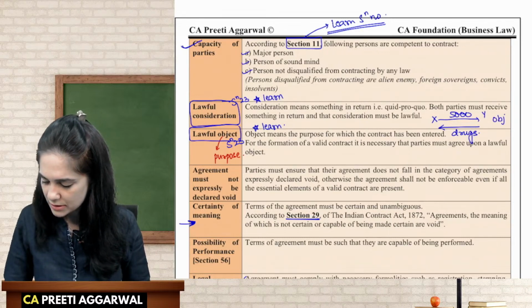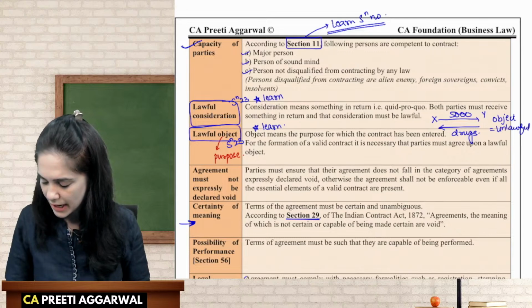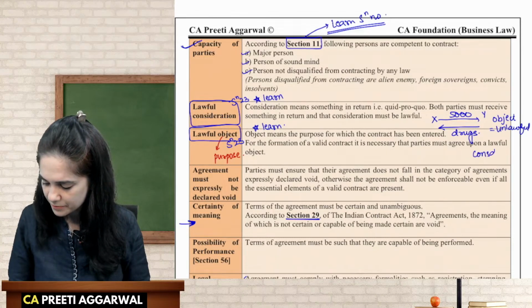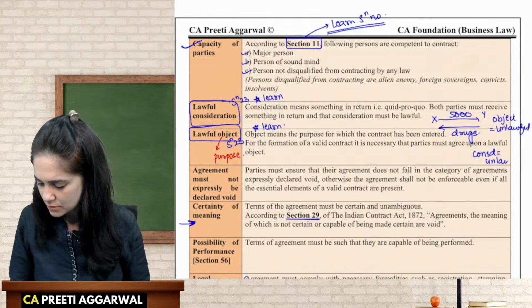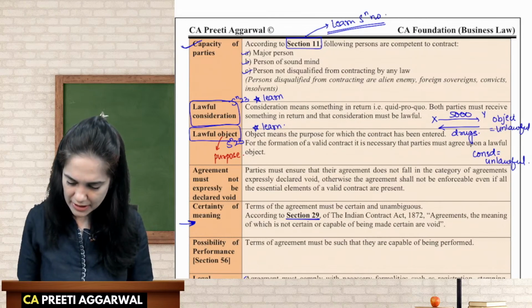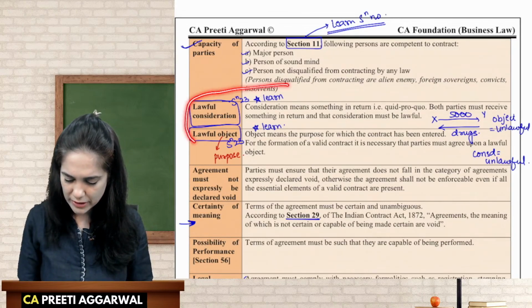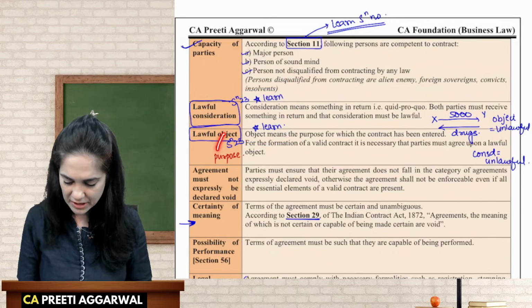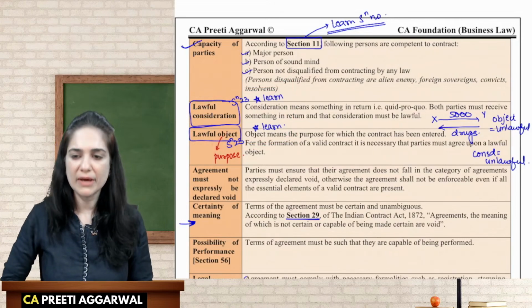Here the object is unlawful, and hence the consideration is also unlawful. So lawful object and lawful consideration go hand in hand. The section number is also the same, section 23. Object means purpose. This is how we will make notes.